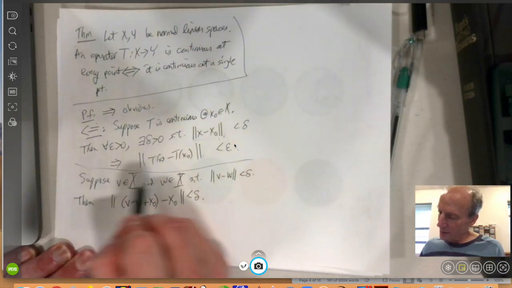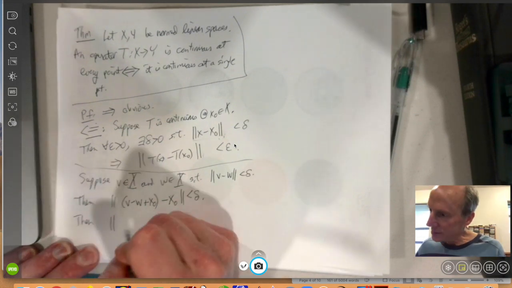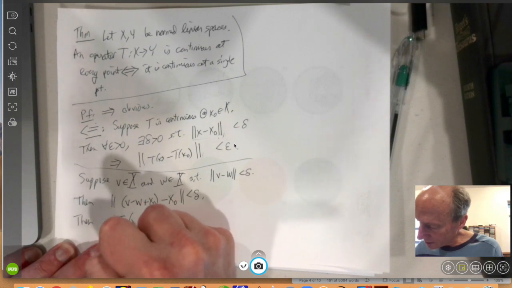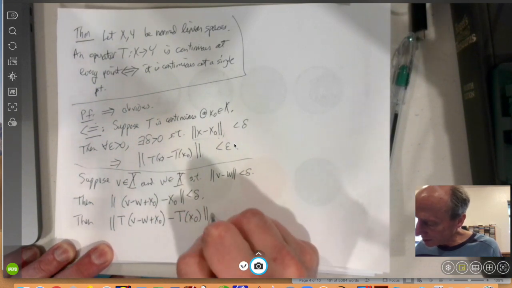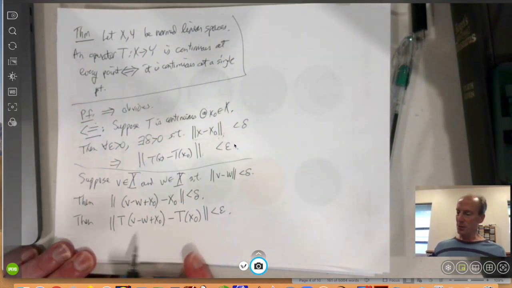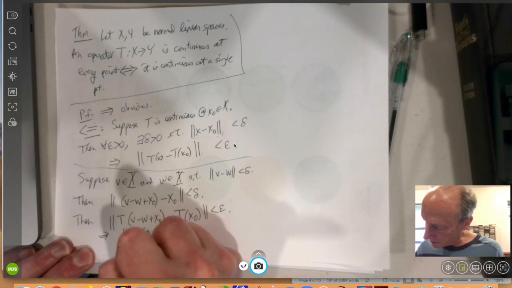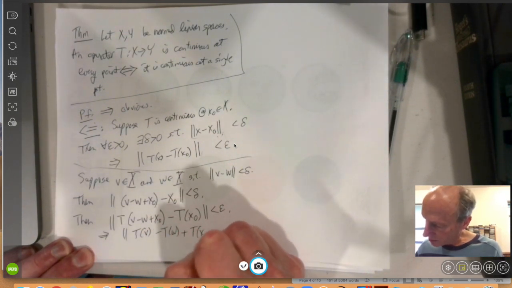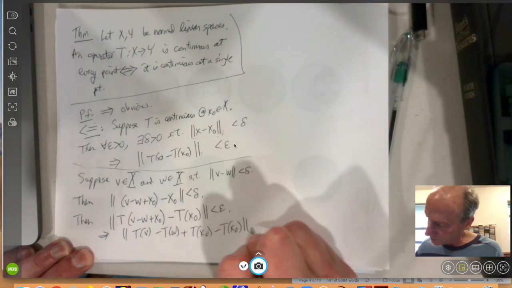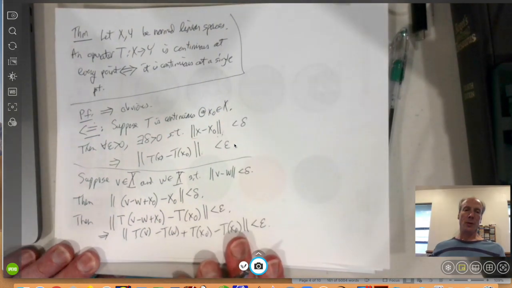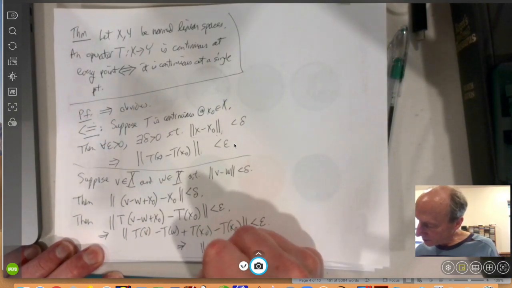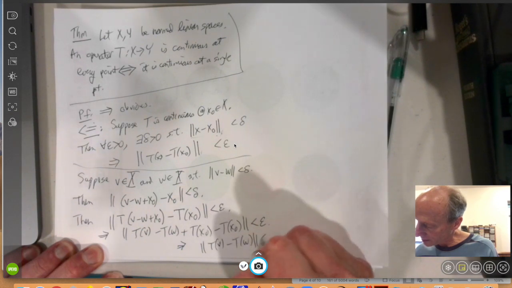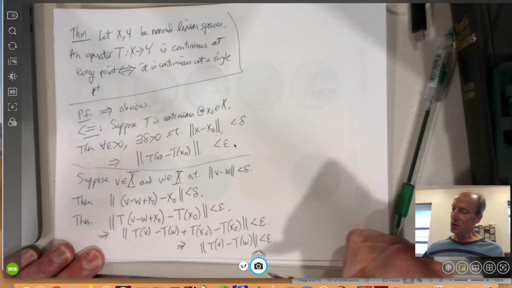Okay. Then, by what we've been given, the norm of T of v minus w plus x naught, minus T of x naught, is less than epsilon. But then we use linearity, and that tells us that the norm of T of v minus T of w plus T of x naught minus T of x naught is less than epsilon. That's right, Shaylin. If we have any number of things added or subtracted, we can use the linearity property to separate them out like this. And notice we get that the norm of T of v minus T of w is less than epsilon. So look, we just proved that T is continuous at v.